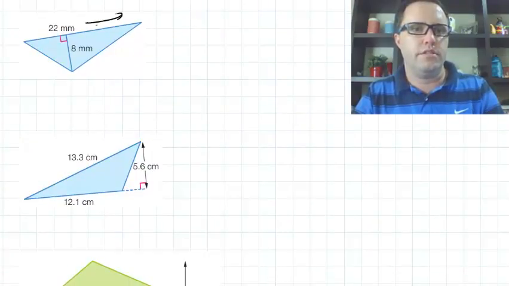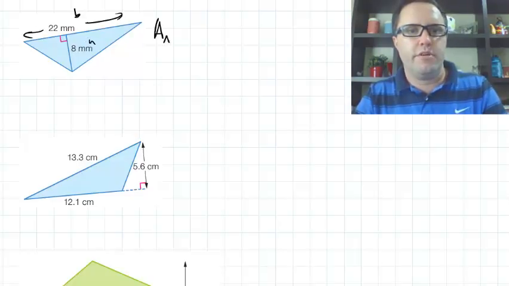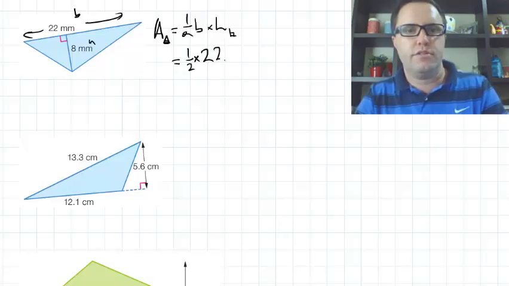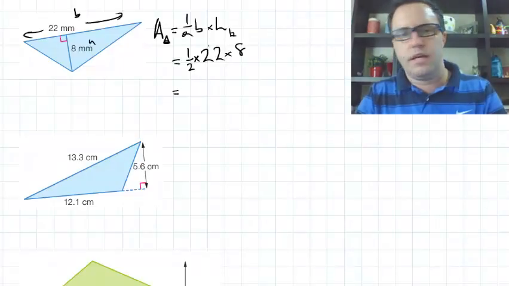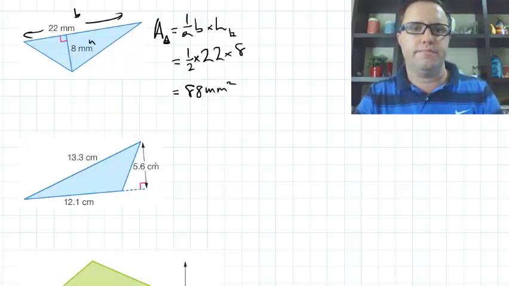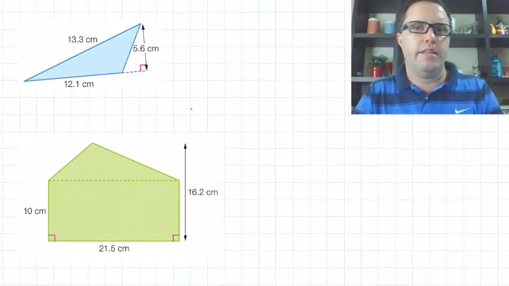Aha. So some triangles. So I'm told that this is 22 and this is 8. That's the right angle there. So this is going to be my base. This is going to be my height here. So area of my triangle is what it looks like. Area of triangle is half base times perpendicular height. So I have half times 22 times perpendicular height of 8, which is 88 millimeters squared. Okay. All right.